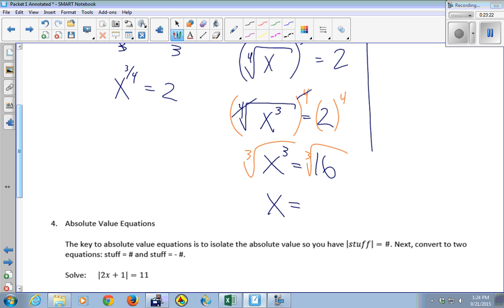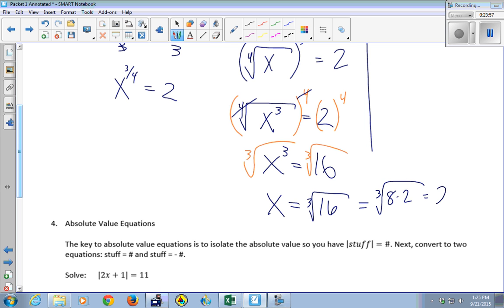Cube root of 16. You can just leave it as the cube root of 16, or you could simplify it. Are there any perfect cube factors of 16? 4 is a perfect square. 8 is a perfect cube, right? 2 cubed is 8. So I could rewrite this as the cube root of 8 times 2.